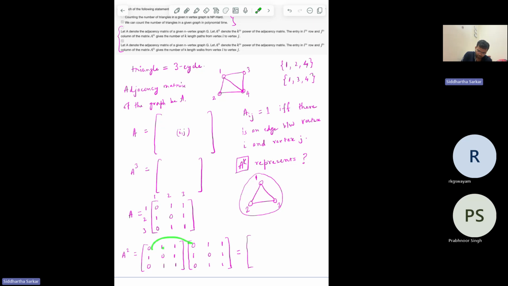So 0 times 0, nothing. 1 times 1, 1, 1 times 0. So this value would be a 1. Okay, this is 1. Then first row, second column, 0, 0, 1. Okay, then first row, third column. This is 2, isn't it? Yes.